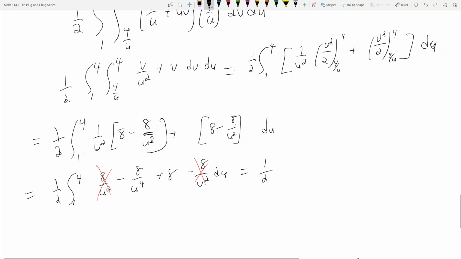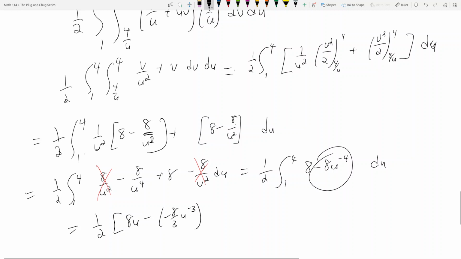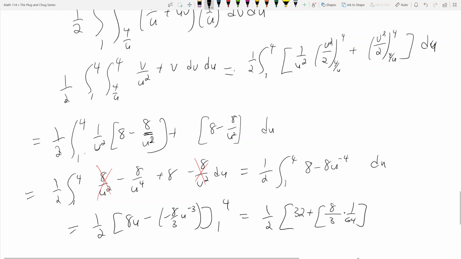And now you got 1/2 the integral from 1 to 4. You got 8, and now I'm going to write this as 8 u to the negative 4th. I'm just rewriting this guy differently; it makes the integration easier than dealing with fractions. And du. So now, this is 1/2 of 8u minus, or plus, negative 8/3 u to the negative 3, because that's how we integrate that guy, evaluated from 1 to 4. This is equal to 1/2 times 32 minus, or plus, because a minus and a negative is a plus, 8 over 3 times 1 over 64, minus 8 plus 8/3.